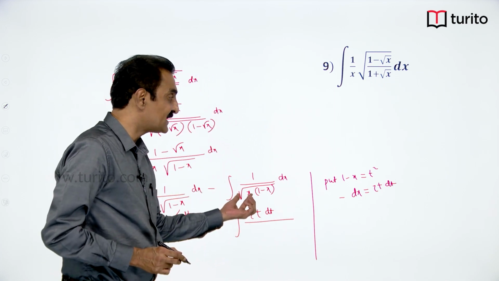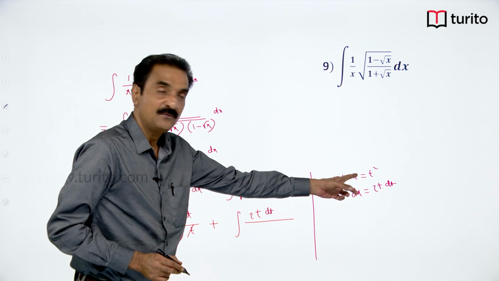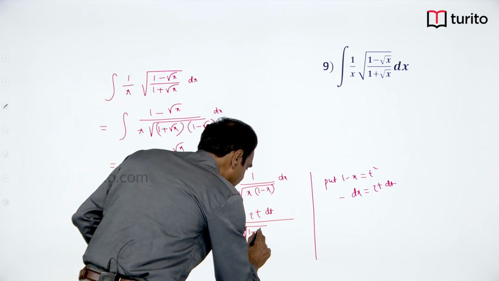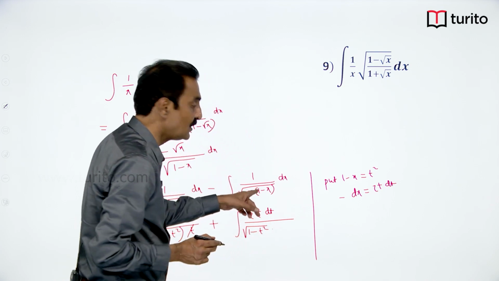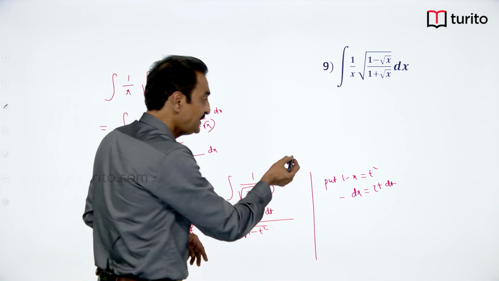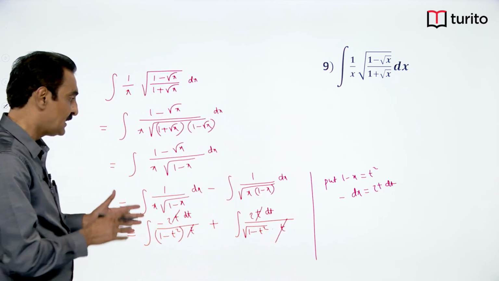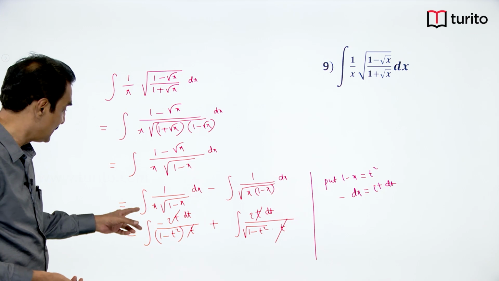Then this root x is root 1 minus t square, so root x is root 1 minus t square into root 1 minus x is t. Again t cancels. Now both are standard integrals. What is this?